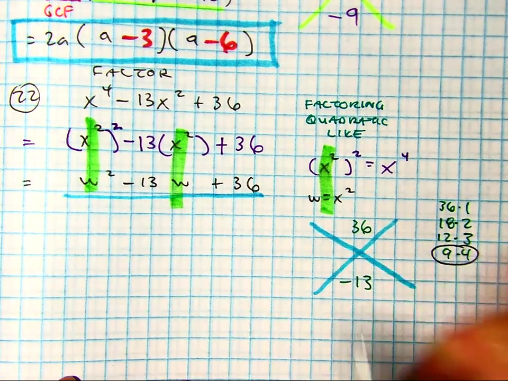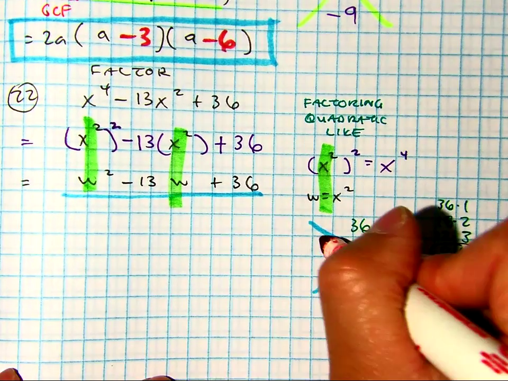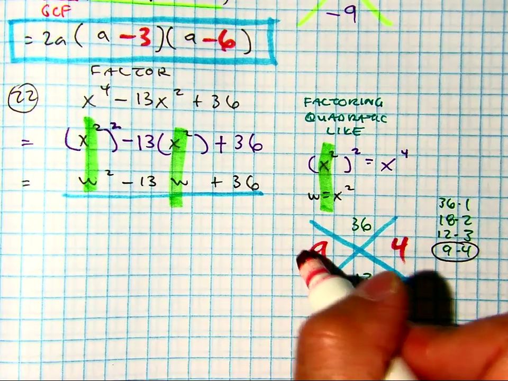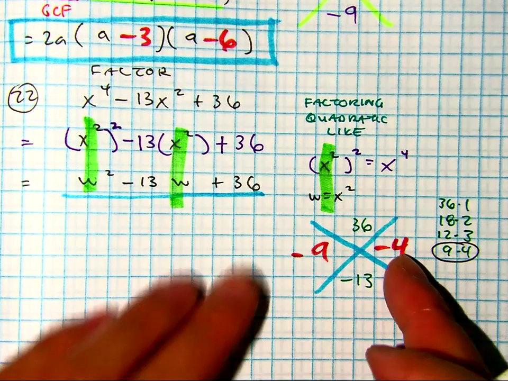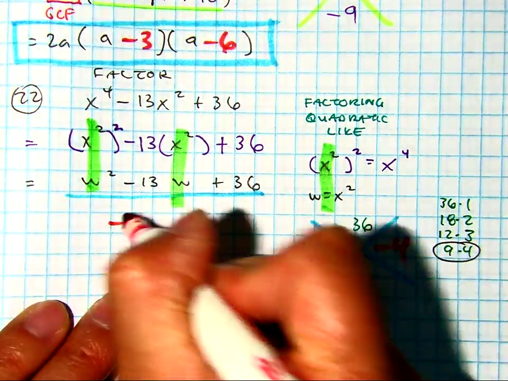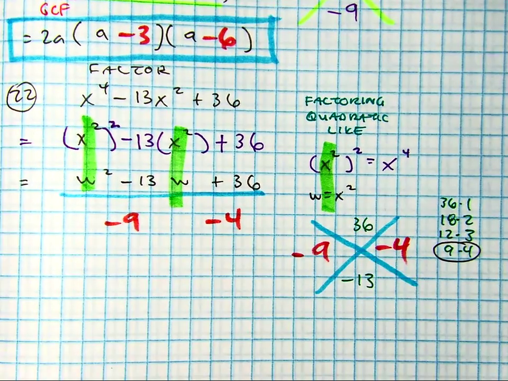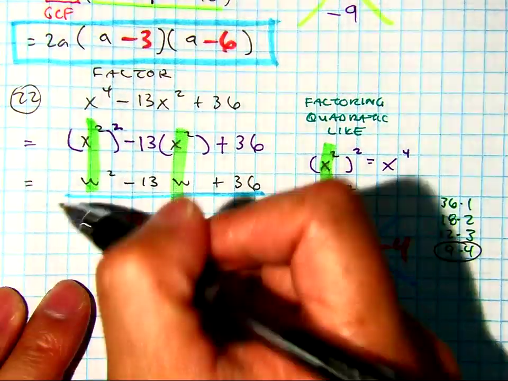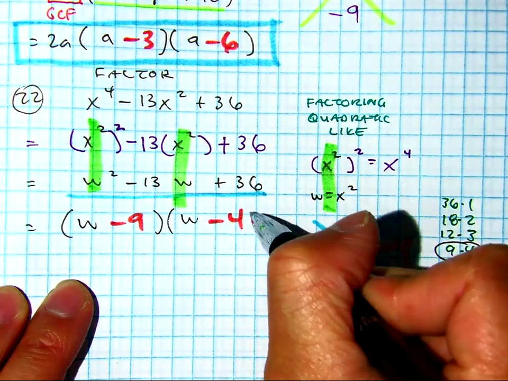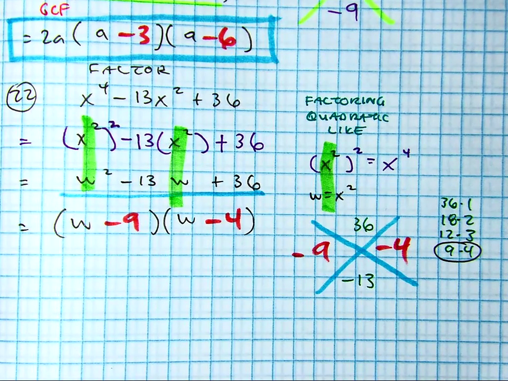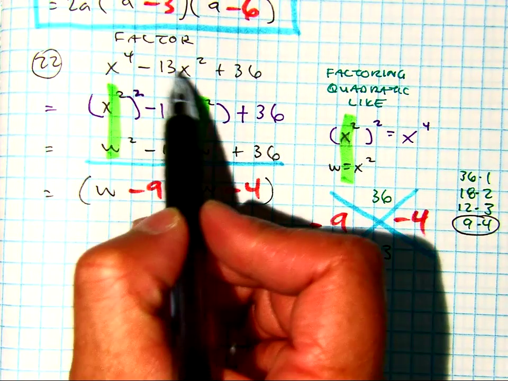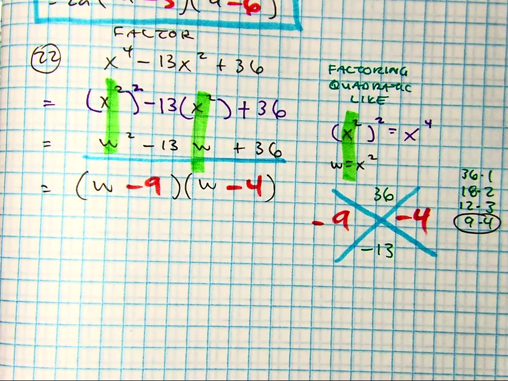So I have a 9. I have a 4. What combination? Negative times a negative gives me a positive. Negative 9 plus a negative 4 gives me negative 13. So I'm going to have a negative 9 and a negative 4. So I have w minus 9 times w minus 4. All done? No. The original problem had what variable? X. Let's put that back in there.